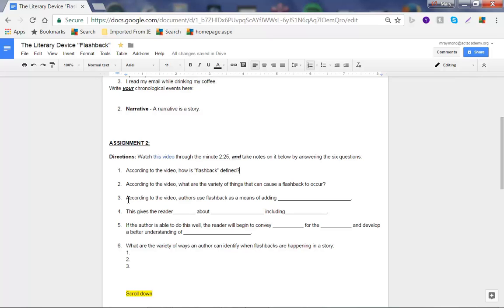So when you get to 3, 4, and 5, for example, it's not going to be one word. You're going to see one line here. It's not necessarily one word I'm looking for. It may be several words. It's directly from this video. These answers will be found in this video. And then same with this, not necessarily just one word, it might be several words. Fill in the blanks according to what the video tells you. Same with number 5. And then you fill in 3 ways an author can identify, a variety of ways an author can identify when flashbacks are happening in a story according to this video.